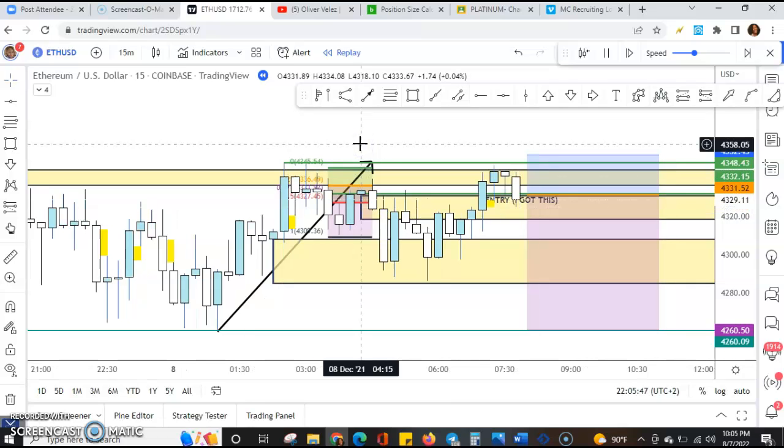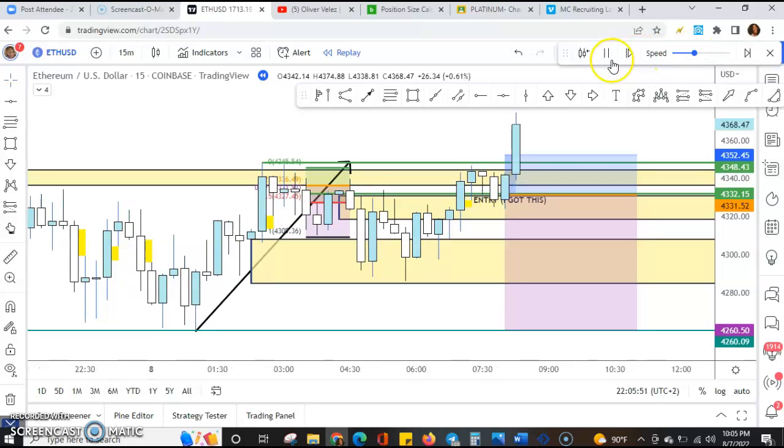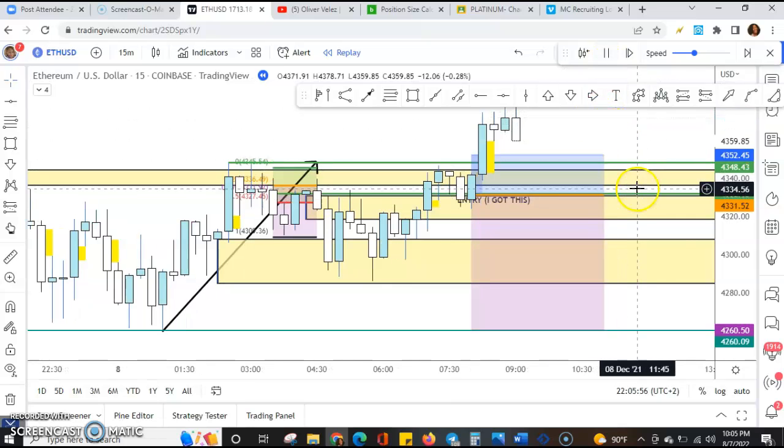But let's not lose hope. We're not there yet. Bam, I got wicked out. Once again, like I said, I know this. I'm starting to learn this pair.